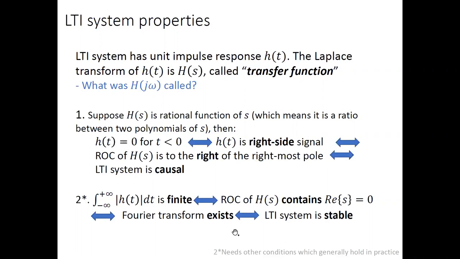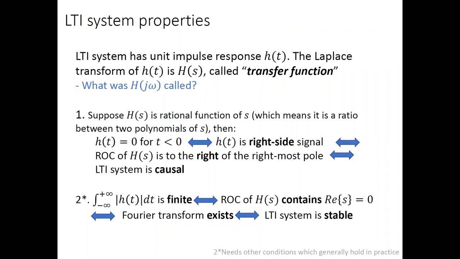Another observation is that for h of t, the unit impulse response, if we take its absolute value and then take its integral from minus infinity to plus infinity, and this integral is finite, then from chapter 2, we know that the LTI system is stable. And in this chapter, what we learn is that when this integral has a finite value, then the region of convergence of capital H of s contains the imaginary axis, real part of s equals 0, or equivalently, s equals j omega, which is the vertical axis in the complex plane.